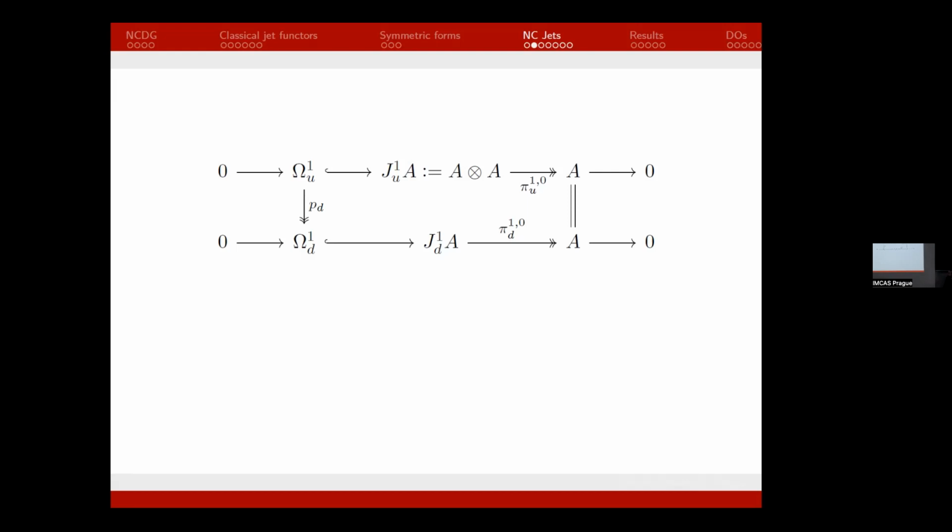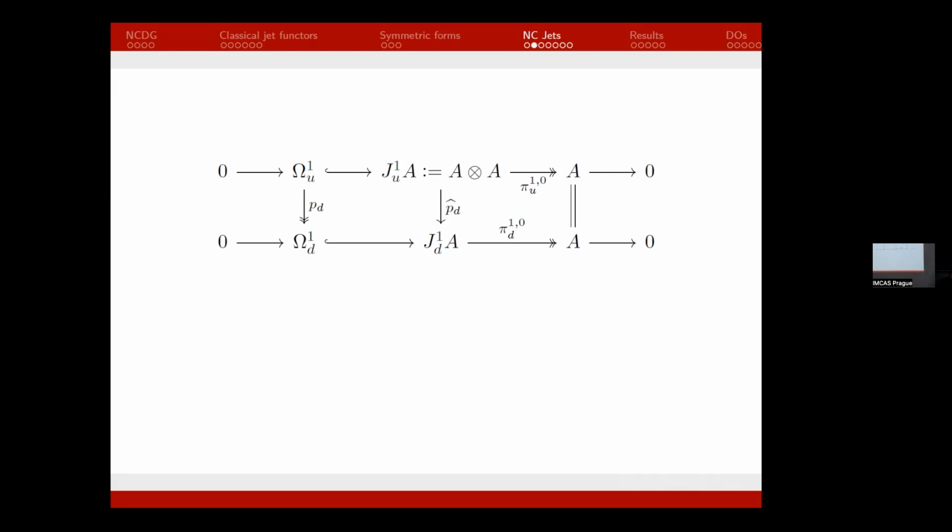But if we forget the right module structure, this is also a diagram in left A modules where A is a projective element. And whenever we have a projective module, we have a unique extension. So there is also a unique map between J1U of A and J1D of A. This map for now is only left A linear, but we'll use it for the construction. So this is a diagram in left A modules.